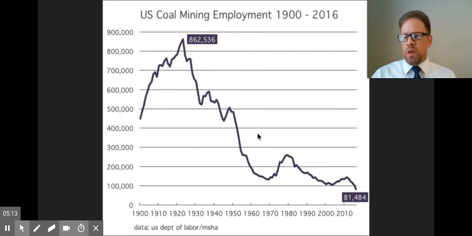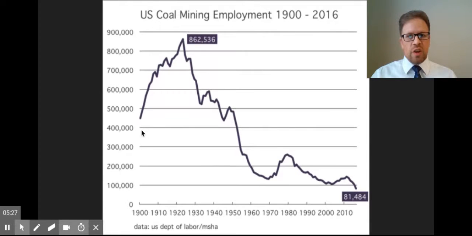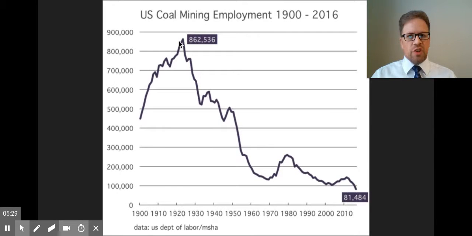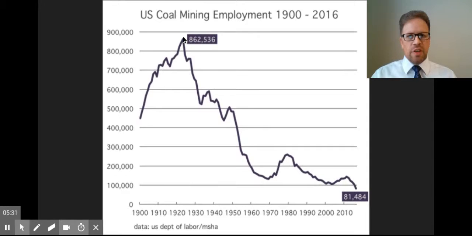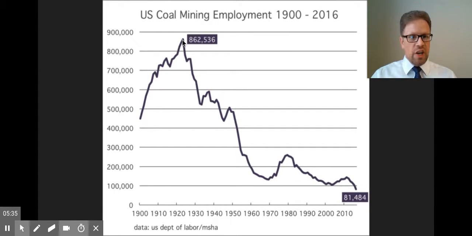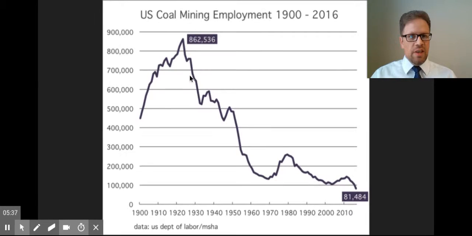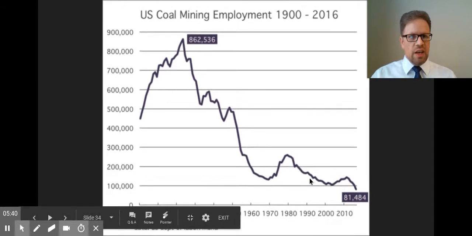Another type of unemployment is structural unemployment. This is unemployment caused by changes in how the economy operates, meaning the economy used to work in a certain way, and now the economy doesn't work in that same way anymore. For instance, coal mining used to be a great job with a lot of job opportunities, peaking at over 850,000 jobs. But then over the years, it has declined in that number.